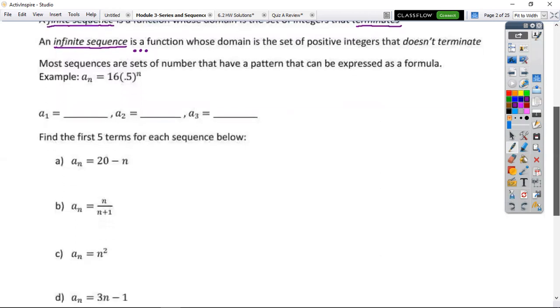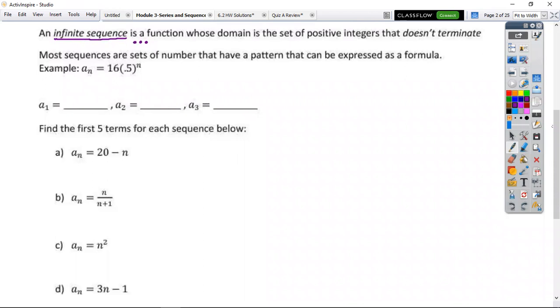So here's your first formula. You have 16 times 0.5 raised to the n, and you want to find the first term of the sequence. So that's that notation. This stands for your first term, second term, and third term. To find the first term of your sequence, all you do is take the 1 and replace it where the n is. So I would just go 16 times 0.5 raised to the first. You guys can all do that in your heads. Half of 16 is just 8. And that is the first term of your sequence.